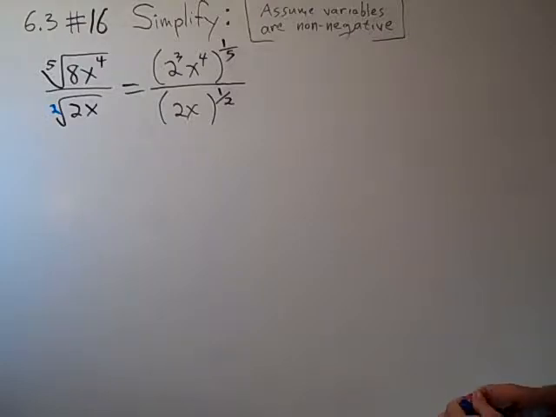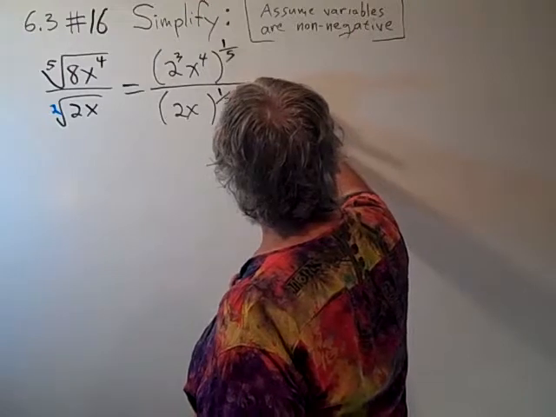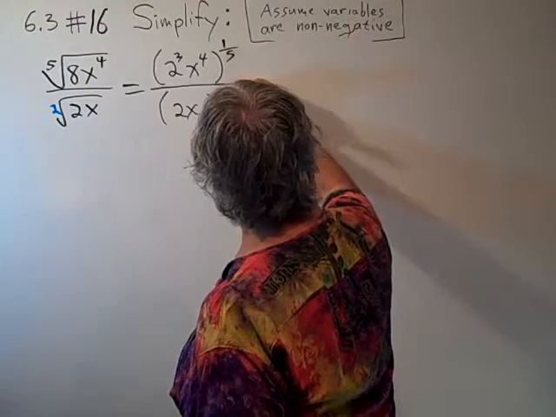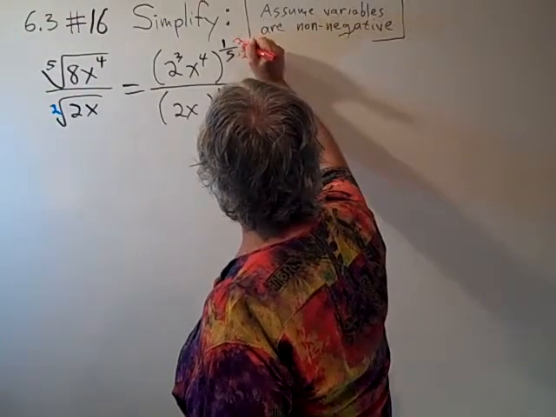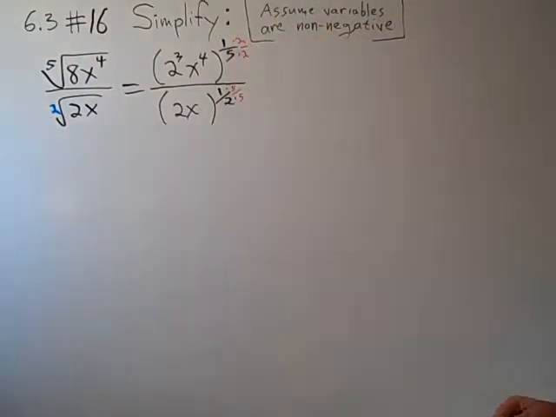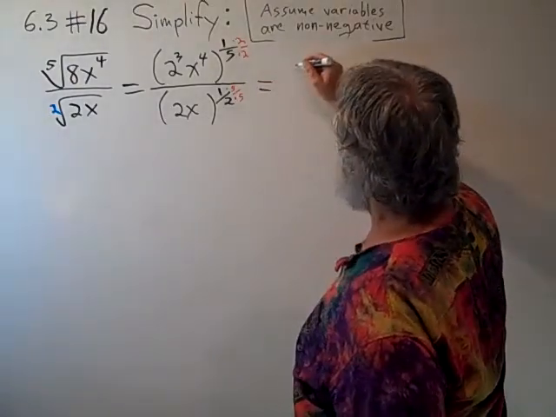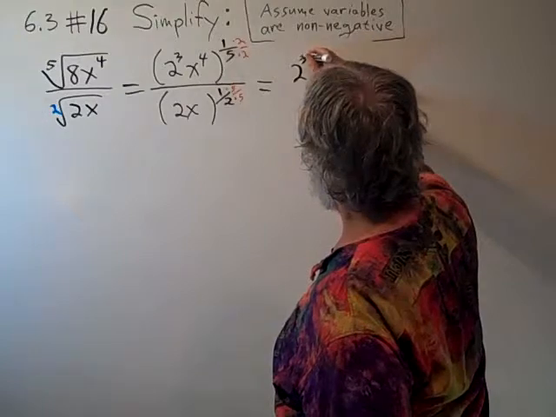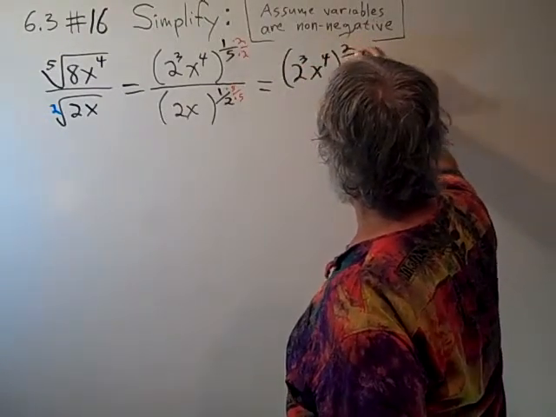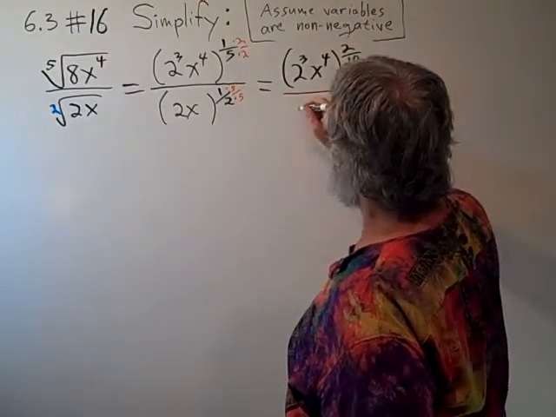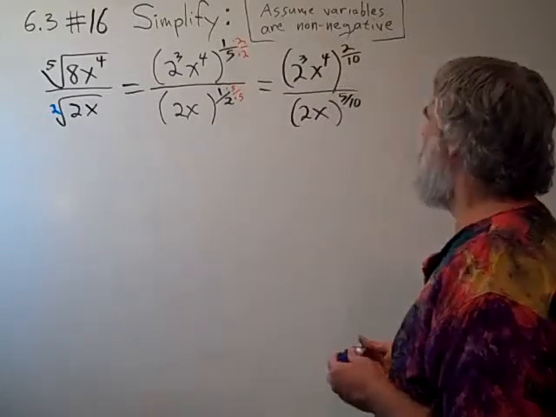Now, in order to simplify this, to get them under the same radical, we need to have the same denominator here. So multiply times 5 on the numerator and denominator of this one, and times 2 on the numerator and denominator of that one. The result is 2 to the third times x to the fourth raised to the 2/10 power. And downstairs you've got 2x raised to the 5/10 power.